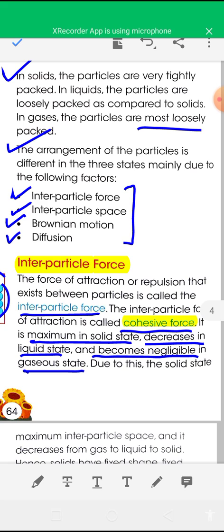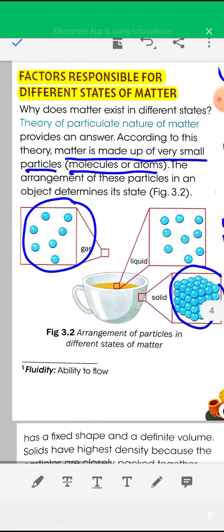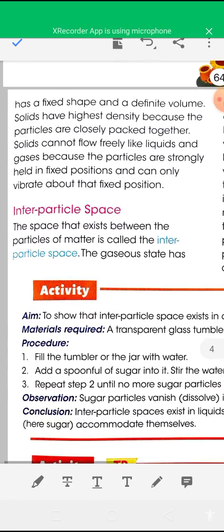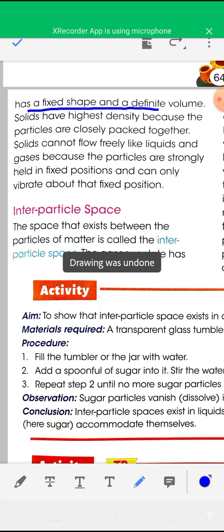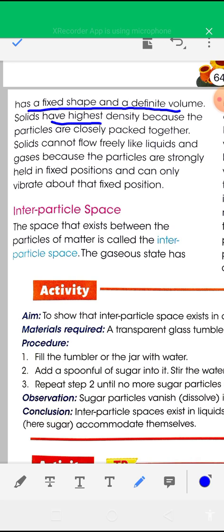So in solid state of matter the cohesive force or interparticle force of attraction is maximum and it is minimum in gaseous state, and due to this the solid state of matter has a fixed shape and definite volume. Solid state also has the highest density, because the particles of solids are very closely packed together.